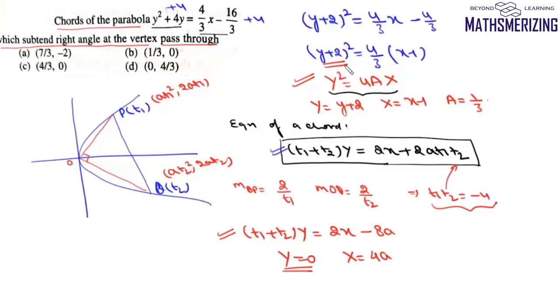Now what is capital Y? Capital Y is y + 2. So we'll write y + 2 = 0, so that means the value of y is simply -2. And what is capital X? Capital X is x - 1, and then 4a. What's 4a? In this case 4a is 4/3. So 4/3 plus 1 is 7/3. So this point will be (7/3, -2). So chords of a parabola which subtend a right angle at the vertex pass through (7/3, -2).